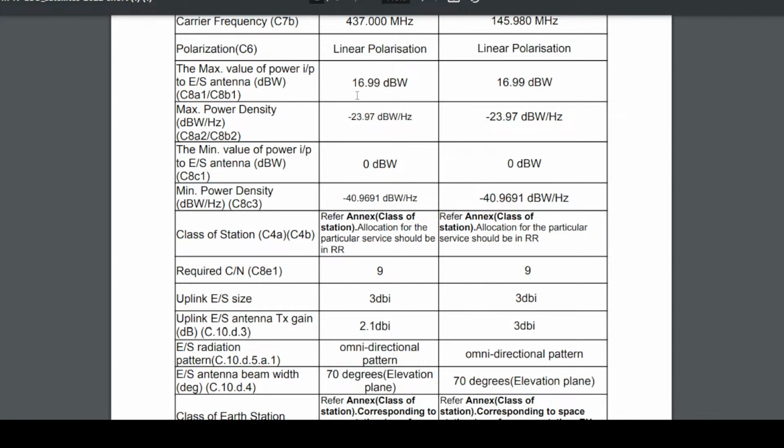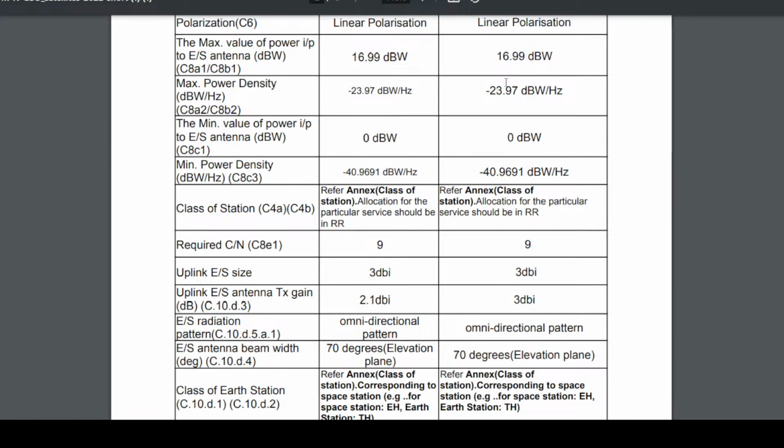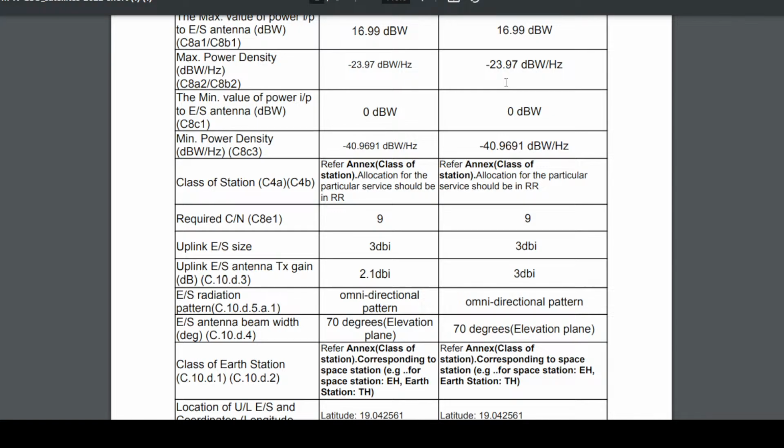The max value is calculated through the formula which is given in the PPT. For this, we have taken 16.99 dB and 16.9 dB. Max power density was also minus 23.97. Then the minimum value of power input to the Earth station. ES stands for Earth station. So here we shift; we are not talking with respect to the satellite again and again. Here we are talking with respect to the Earth station.